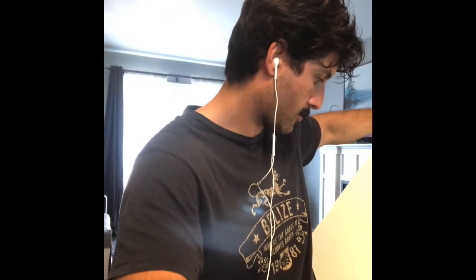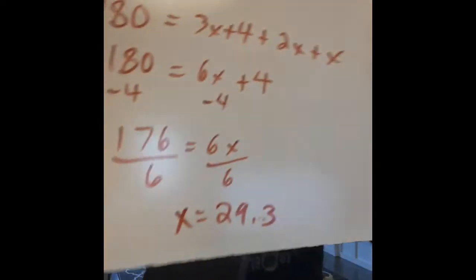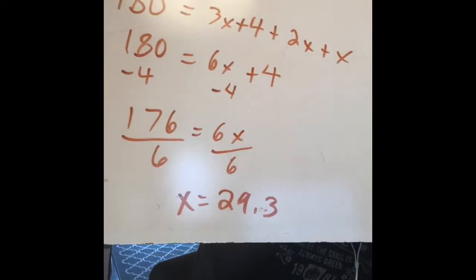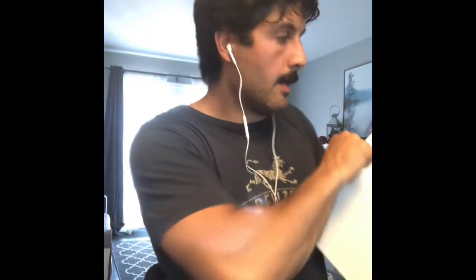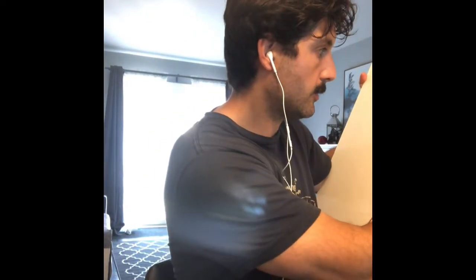29.3. X equals 29.3. And I could go back and solve. So X is 29.3. There we go. Angle A is 29.3. 2x, so that's 29.3 times 2.